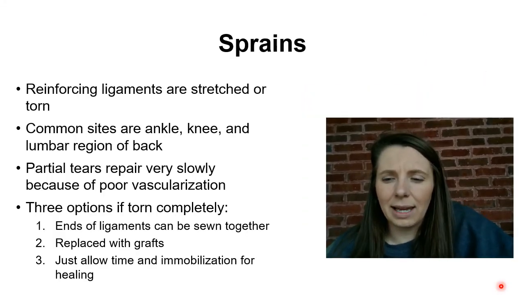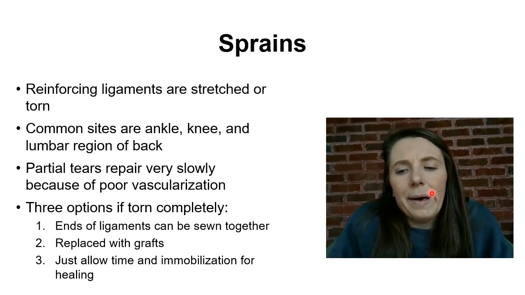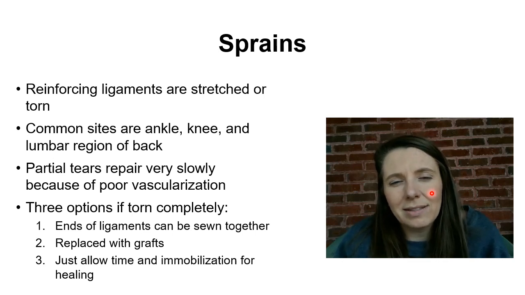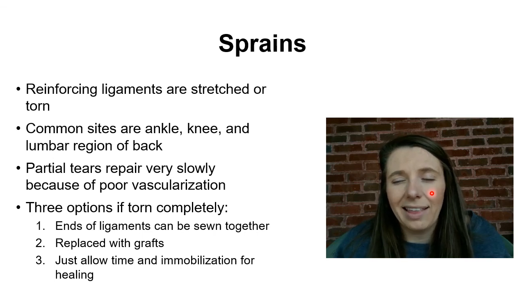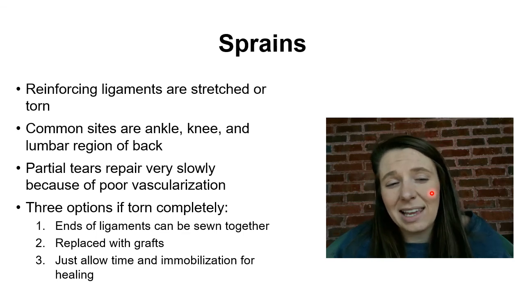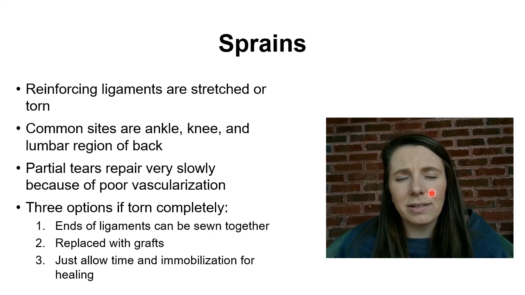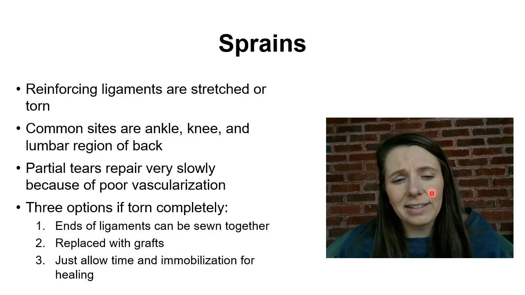The next type of injury that I'll mention here are sprains. Sprains are when reinforcing ligaments are either stretched or torn. This is really common at the ankle, so if you've ever sprained your ankle, you know. It's also common at the knee and finally in the lumbar region of the back. Partial tears of these reinforcing ligaments repair themselves very slowly because ligaments are really poorly vascularized.